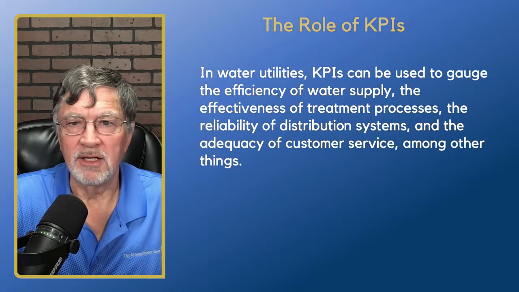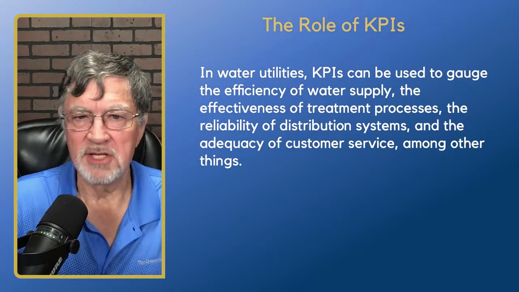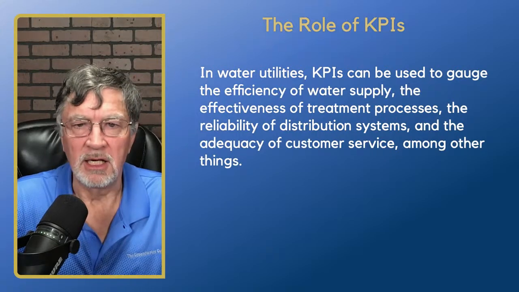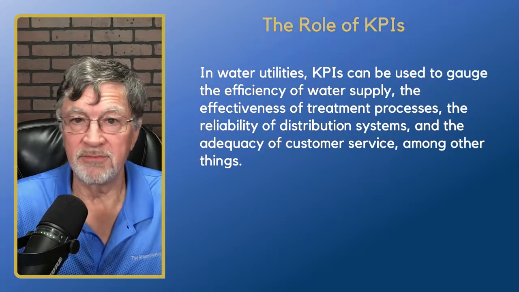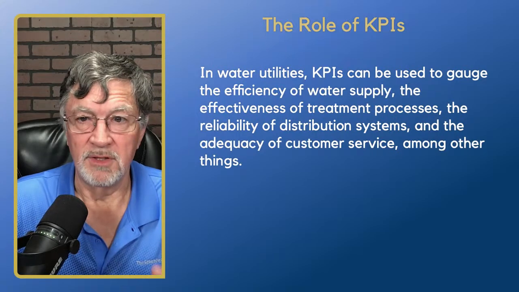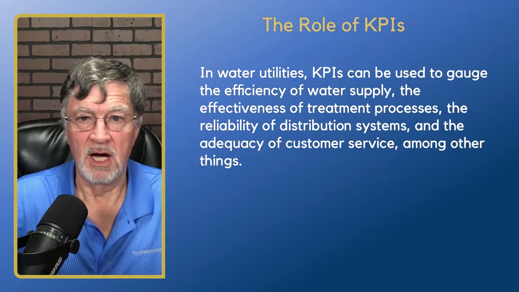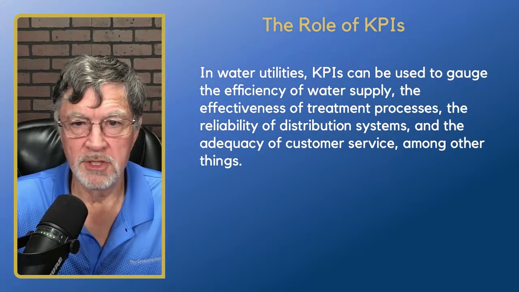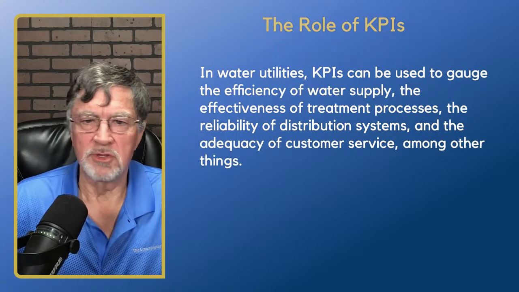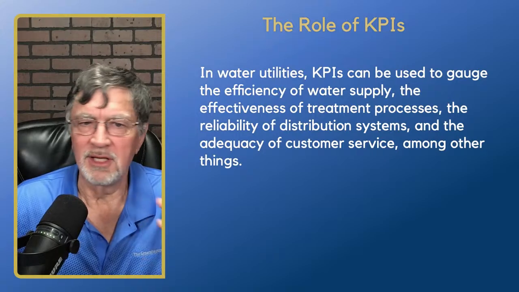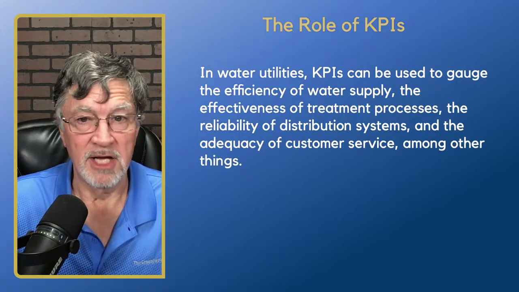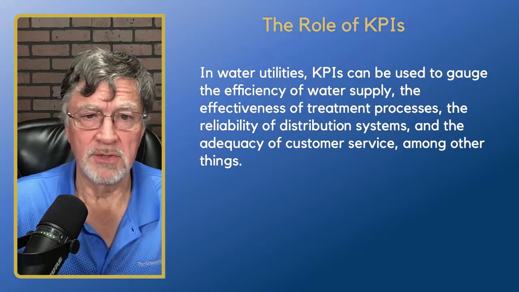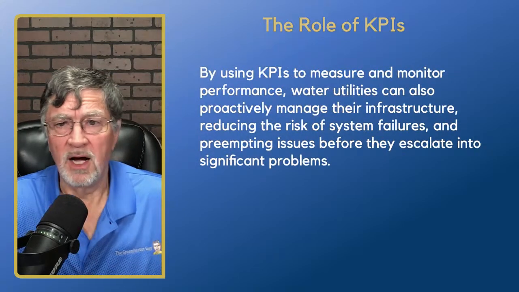So in water utilities, KPIs can be used to judge the efficiency of the water supply. How are you doing there? Do you have enough? The effectiveness of the treatment processes, the reliability of the distribution systems, and that includes storage, and the adequacy of customer service, among other things. You can get into the management and the financials as well. So we can apply KPIs to all these areas.